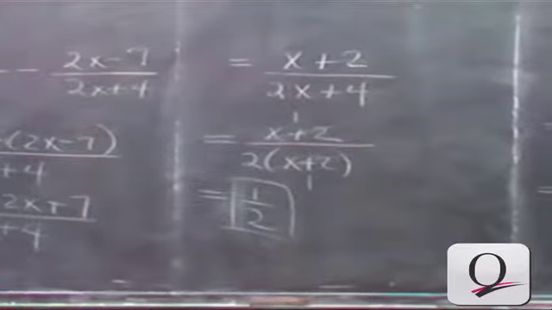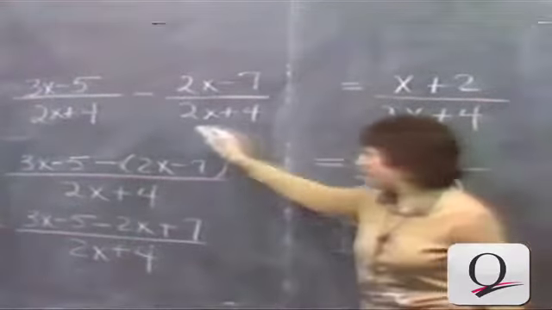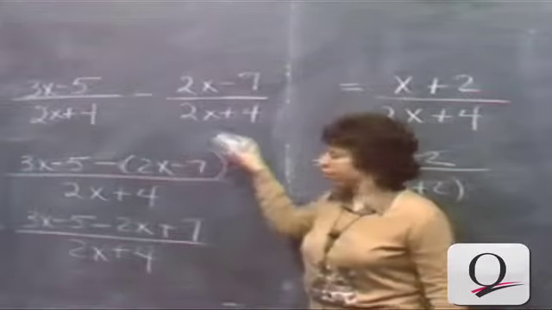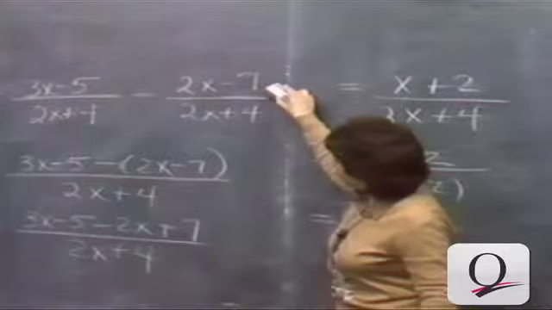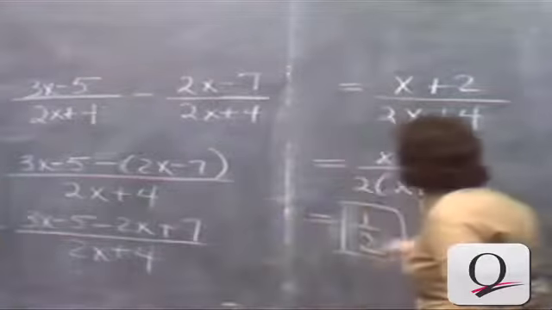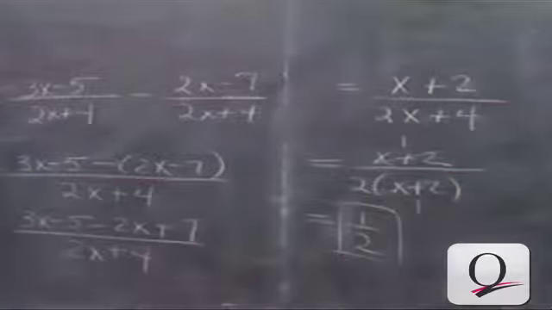Okay, so when you're adding and subtracting fractions, the whole key is to get the same denominator. And even if you have the same denominator, you still should be careful in a subtraction. If you're subtracting a fraction whose numerator has more than one term, make sure you use parentheses. Okay, let's try some more complicated examples.